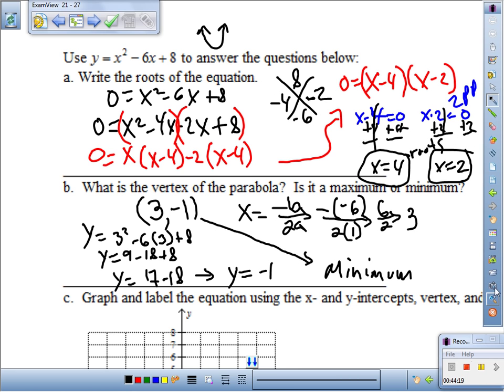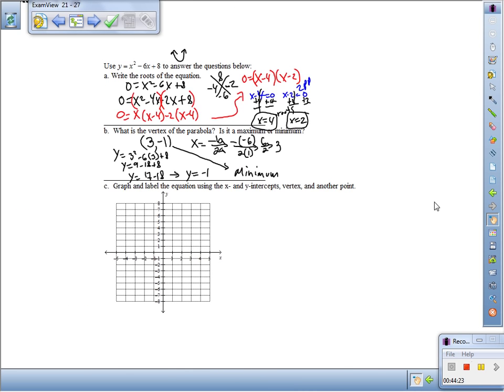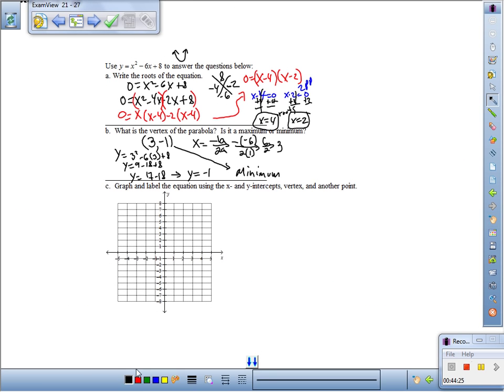Okay? Let's graph that. I'm going to zoom out. My x-intercepts are 4 and 2. 4, 2. What is my y-intercept, everyone? 8, positive 8. What is my vertex? 3, negative 1. 3, negative 1 is right here. All right, and they want one more point. Look up, please.